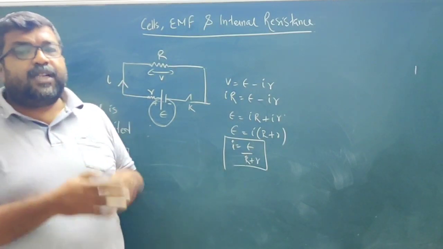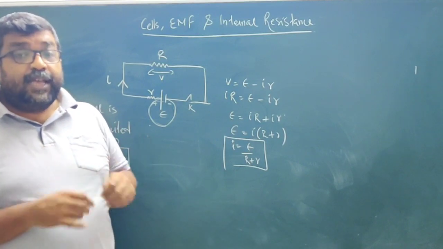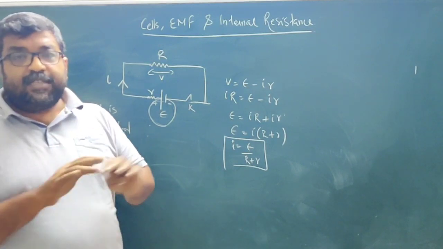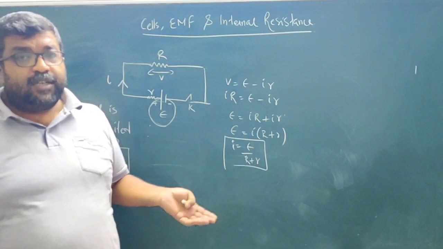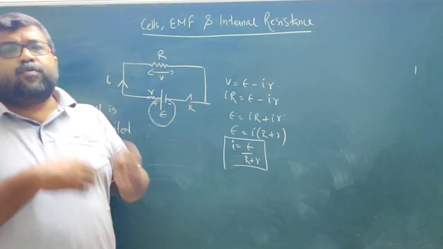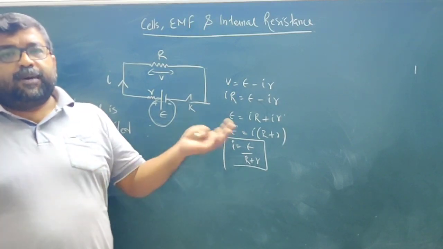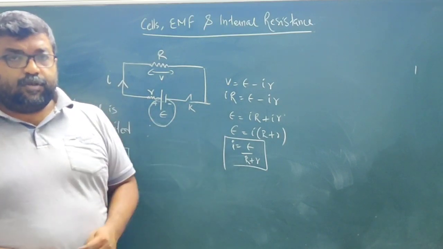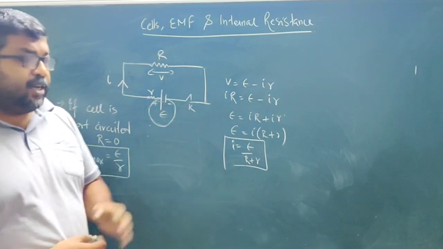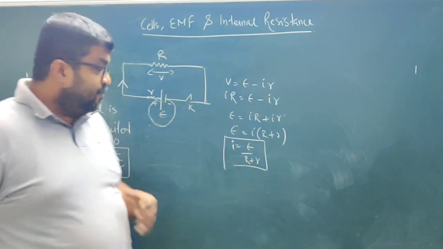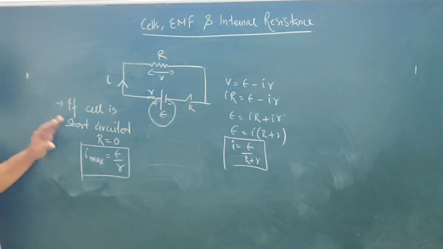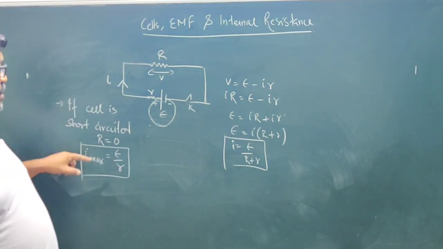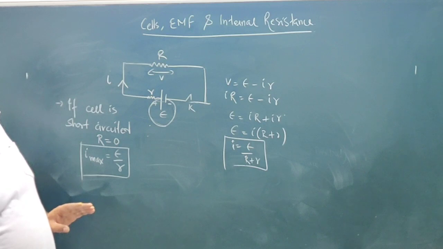Now, if there is a spark, that means the cell is alive. If there is no spark, that means the cell is dead. You need to change the battery, or recharge it again by applying some external high potential. So that means the battery needs a repair. If the cell is short circuited, capital R becomes 0, and current becomes maximum.